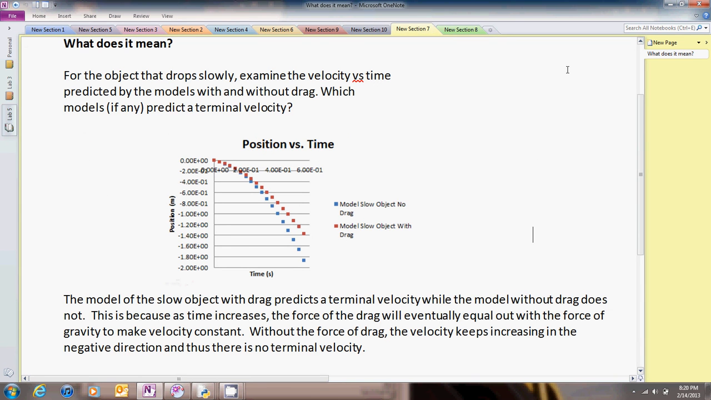To answer the what does it mean question, for the object that drops slowly, examine the velocity versus time predicted by the models with and without drag. Which model, if any, predicted terminal velocity? So the blue is the run of my model of the slow object with no drag, and the red is the run of the model of the slow object with drag. And the model of the slow object with drag predicts the terminal velocity, while the model without drag does not.